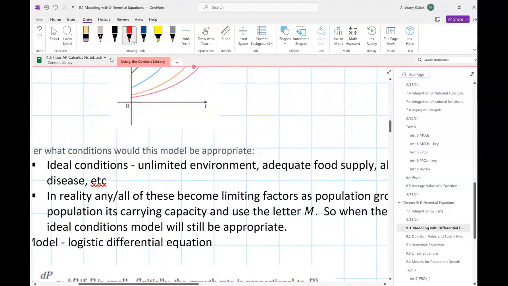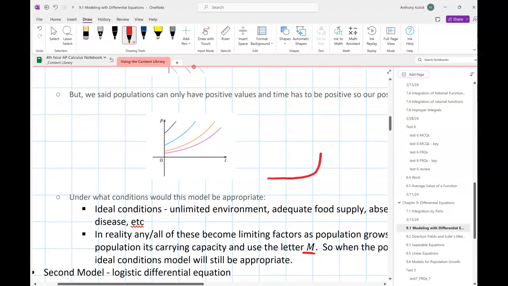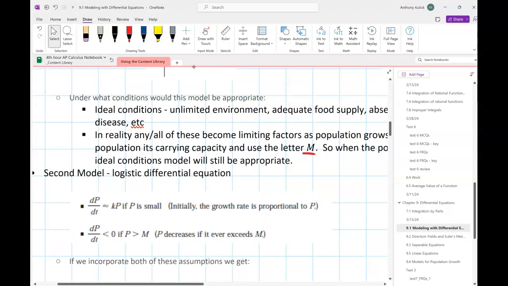So let's say that carrying capacity is going to be represented by capital M. What we want is something that starts out growing exponentially and then kind of levels off. Does that kind of curve look familiar? Yeah, it's called a logistic curve. We talked about them last year in pre-calculus. So that's really what we want here.